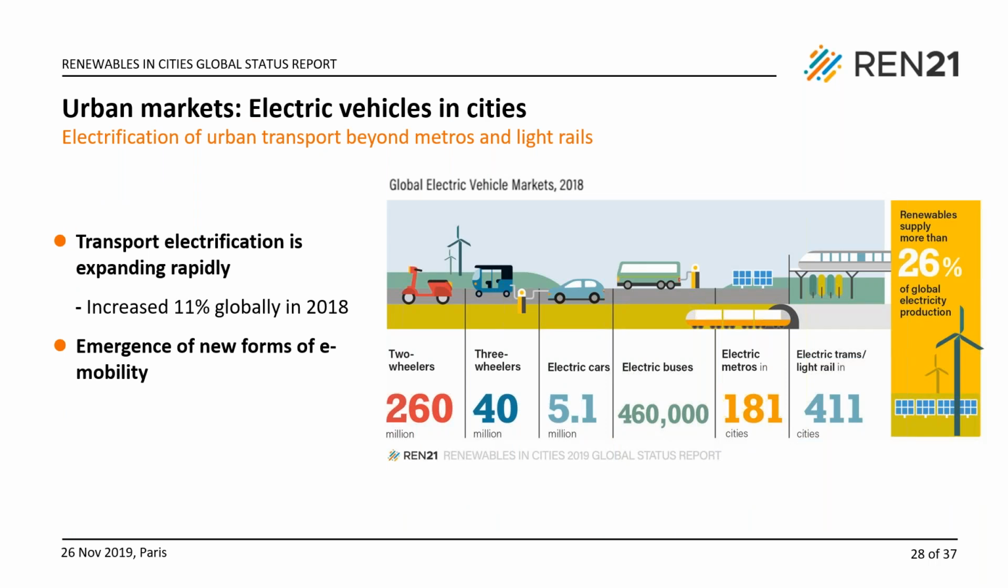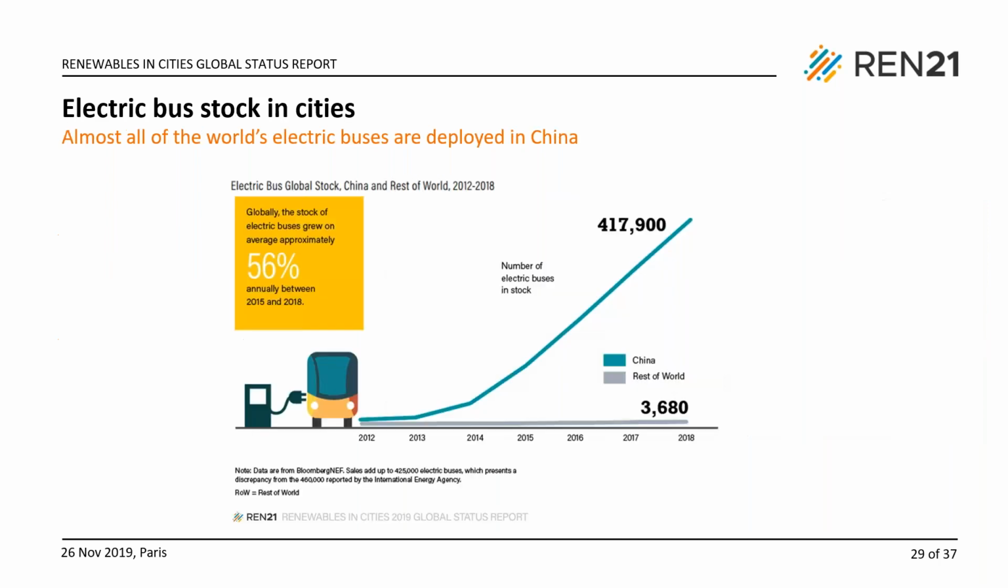As a matter of time, I will rush through some of these slides. I think it's important to see that electric vehicles in cities are not only electric cars, but also two-wheelers and three-wheelers, and also electric buses, metros, and trams. And here you see the development of the electric bus stocks, for instance, in cities. And we do see that obviously China is the bulk of these electric buses, with almost 418,000 units. The rest of the world is approximately 3,700 units.